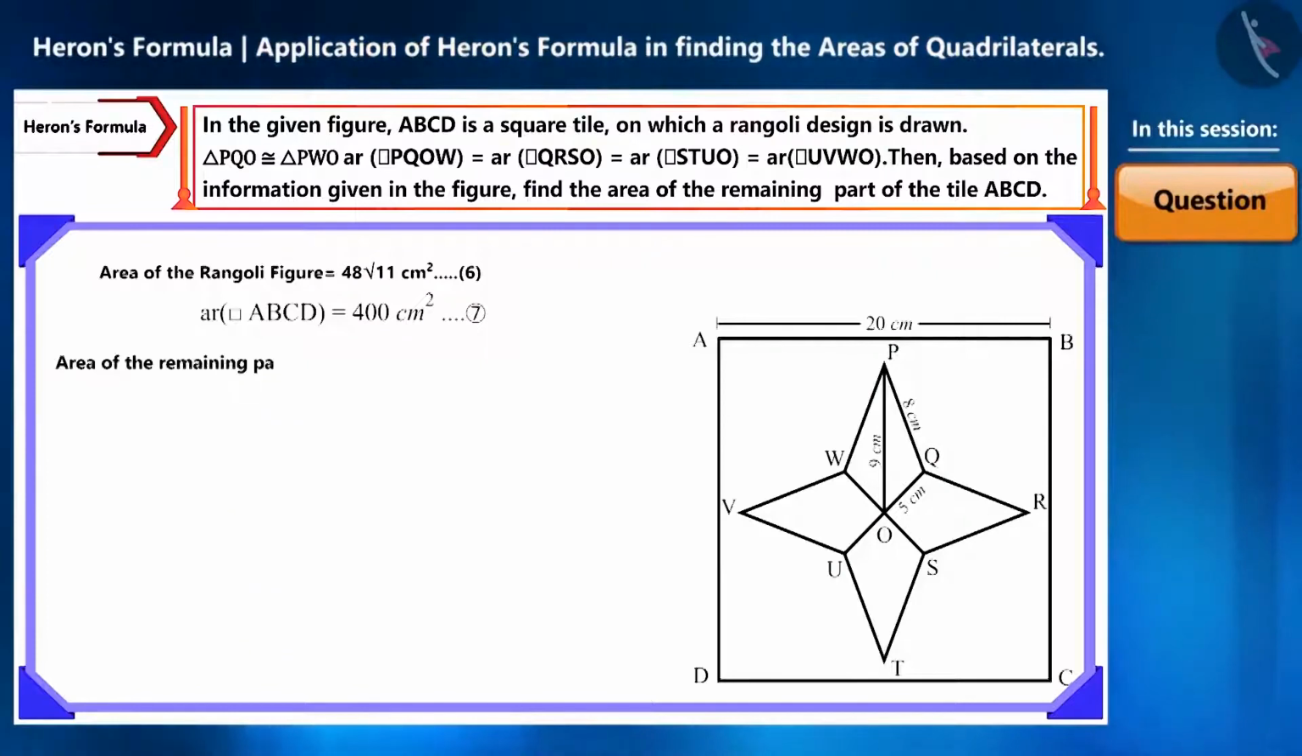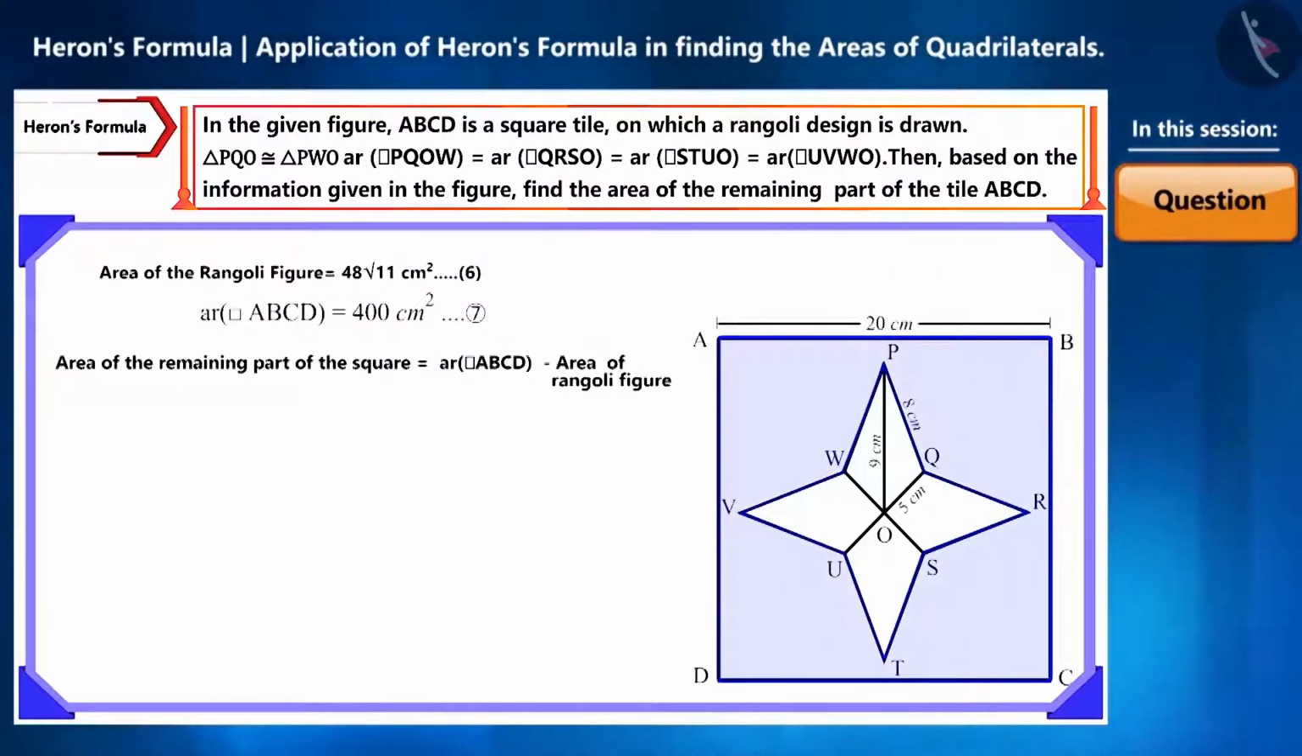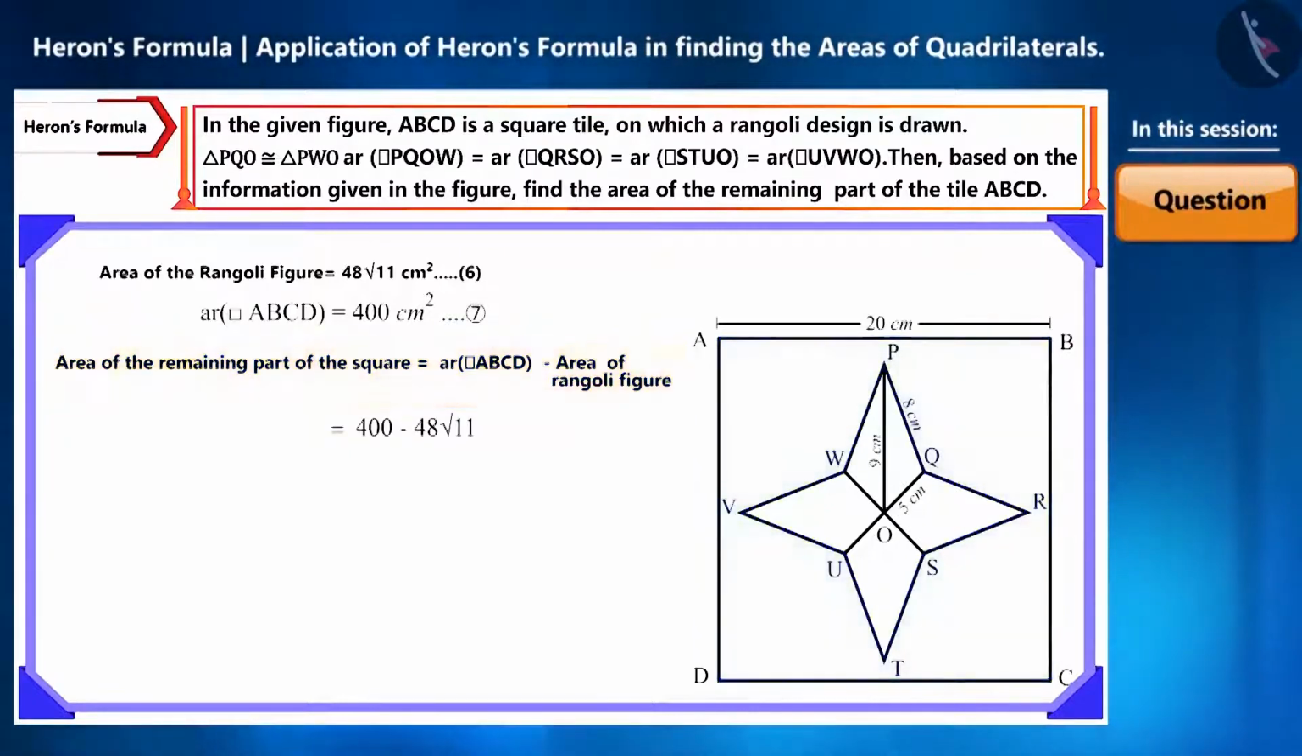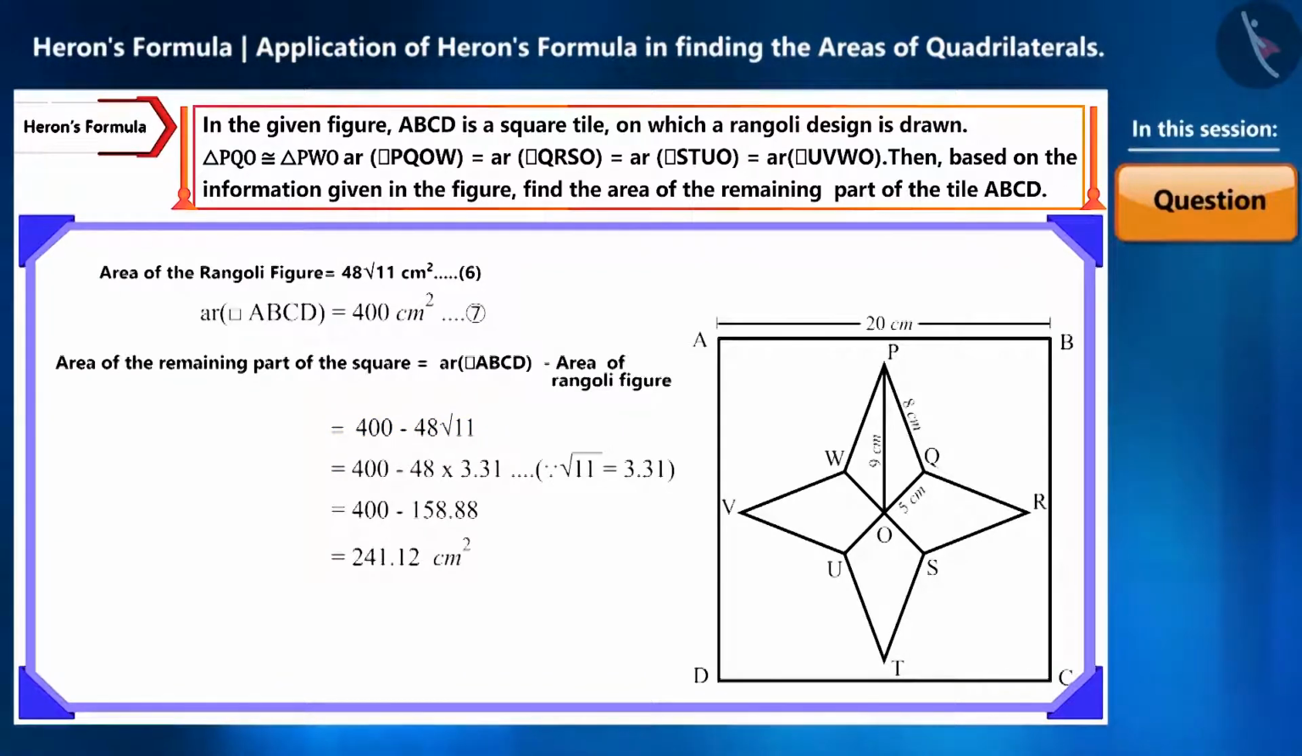Now, we can find the area of the remaining part of the square tile by deducting the area of the rangoli from the area of the square tile. By substituting their values in this equation, we can find the area of the remaining part, which will be equal to 400 minus 48 root 11 square centimeters. Friends, you can substitute the value of root 11 here and simplify it.